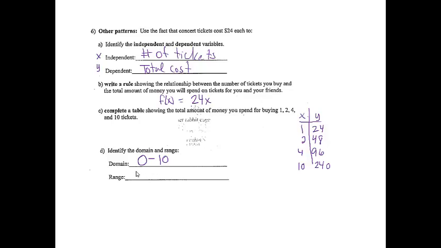And then the range, what's the smallest amount of money that I would spend? Well, if I didn't buy any tickets, I wouldn't have to spend any money. And then according to this example, the largest amount that I'd have to pay would be $240. But again, technically, we might be able to go up to infinity because we actually could buy tickets forever, I guess, because they didn't tell me there was a limit. So this doesn't necessarily totally match the table unless I included everything that I could on the table.